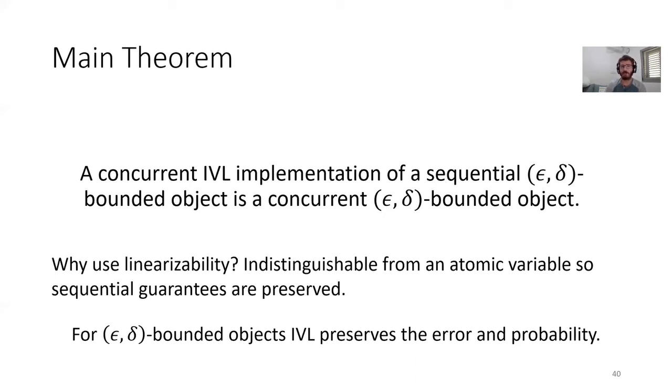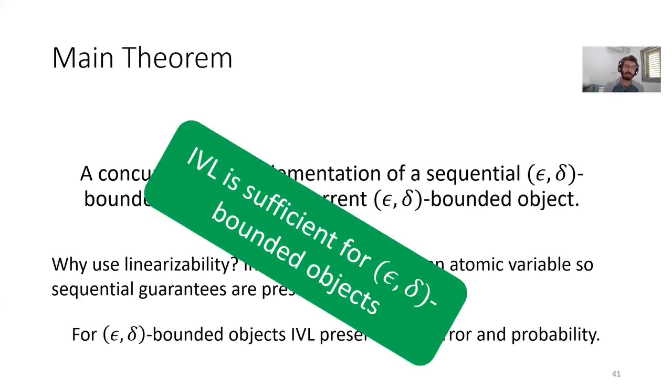Well, we use linearizability because it's indistinguishable from an atomic variable. So what we can do is analyze how the algorithm behaves with an atomic variable in a sequential setting. And if the algorithm is linearizable, then we know that this sequential guarantee carries over to the concurrent setting. And that's exactly what IVL does for epsilon-delta bounded objects. Epsilon-delta bounded objects have sequential guarantees; they're probabilistic error bounds. And IVL maintains that this error analysis carries over from the sequential setting to the concurrent setting. So IVL is sufficient for epsilon-delta bounded objects.